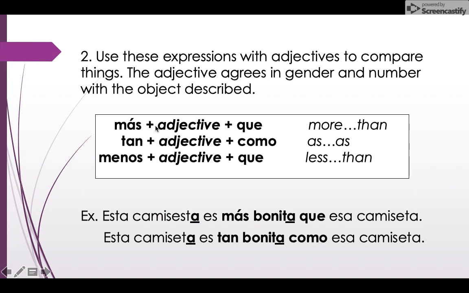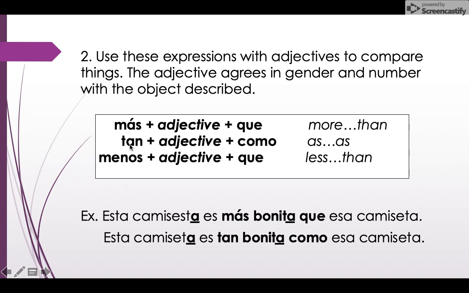Then you're going to do a plus the adjective plus que is more than. So when you use those three things in a sentence, that means you're using more than. And so go ahead and write a number 1 above this, number 2 above the adjective, and a number 3 above que. So whenever I ask you, give me the formula for more than, you're going to say más plus an adjective, which is 2, plus que, which is 3.